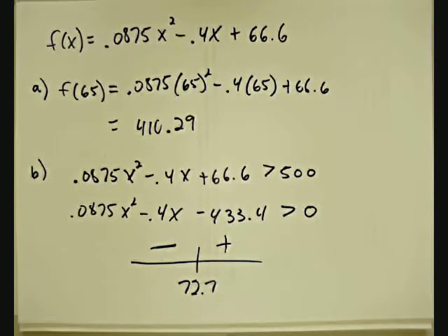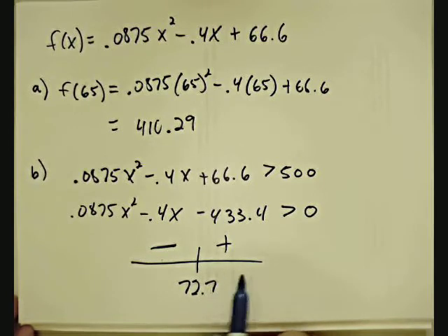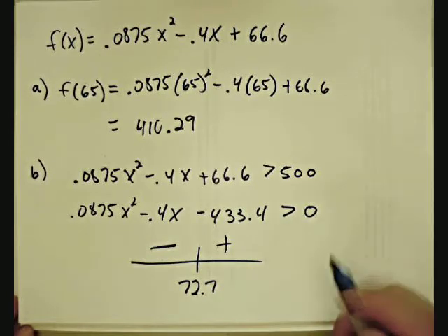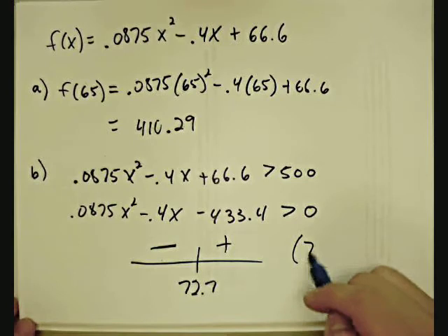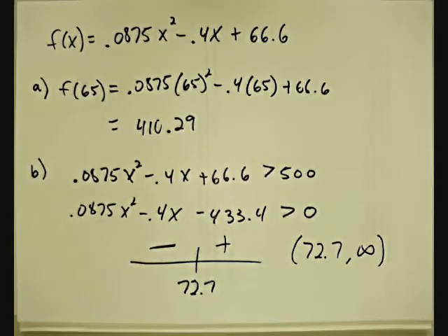Looking at my inequality, we were solving when it's greater than 0, and so that would be for speeds greater than 72.7. So any speed greater than 72.7 in this car would require a stopping distance more than 500 feet.